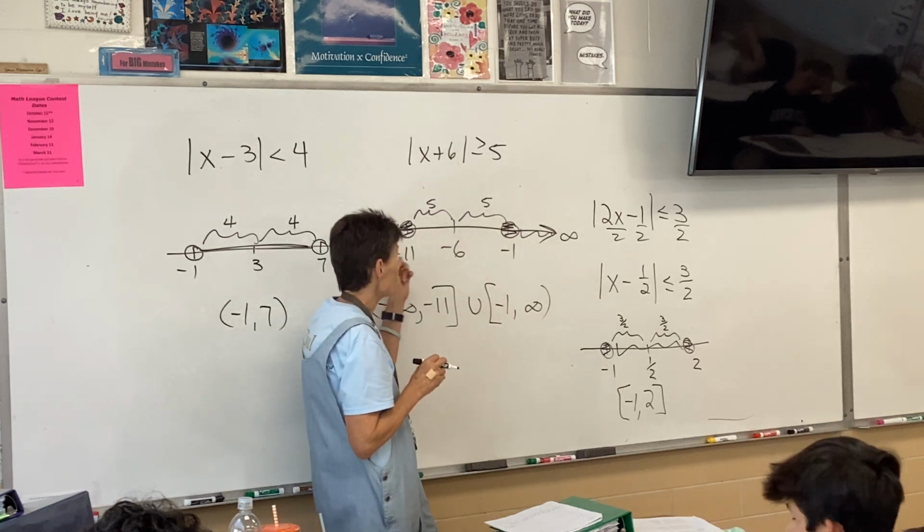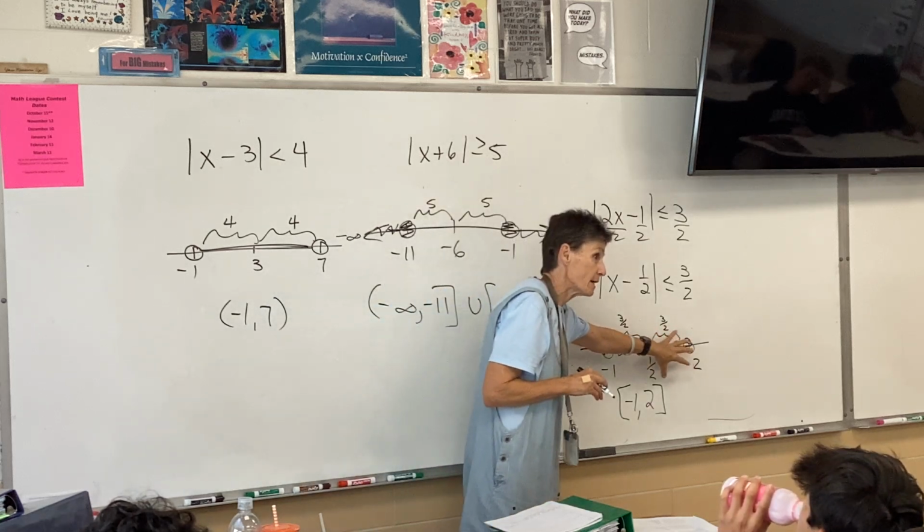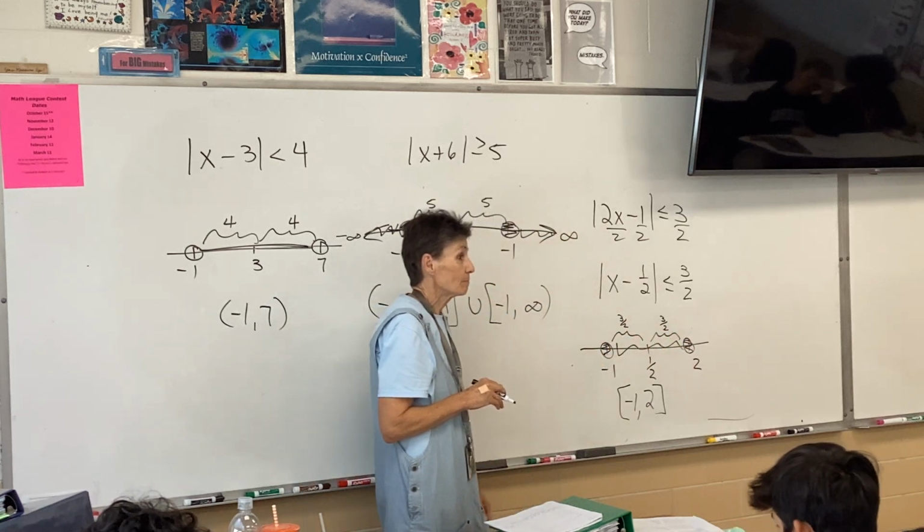Well, if you have 2 shaded areas, you have to use the union. If you only have 1 shaded area. Oh, if you're going opposite, yeah.